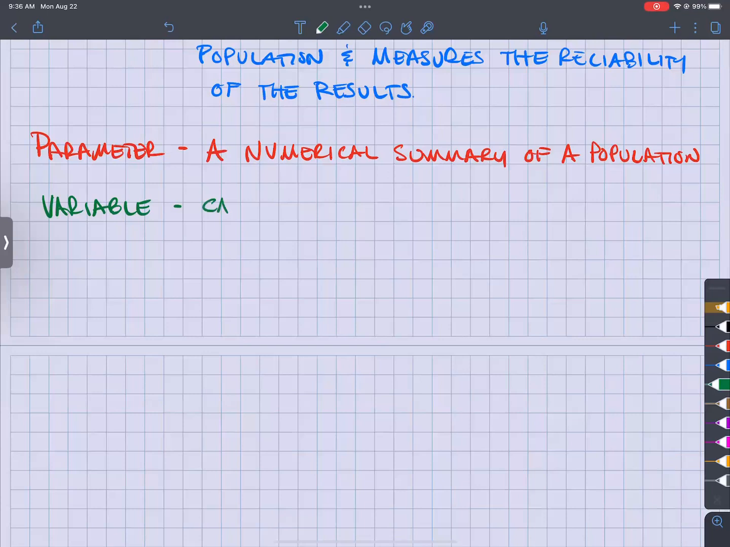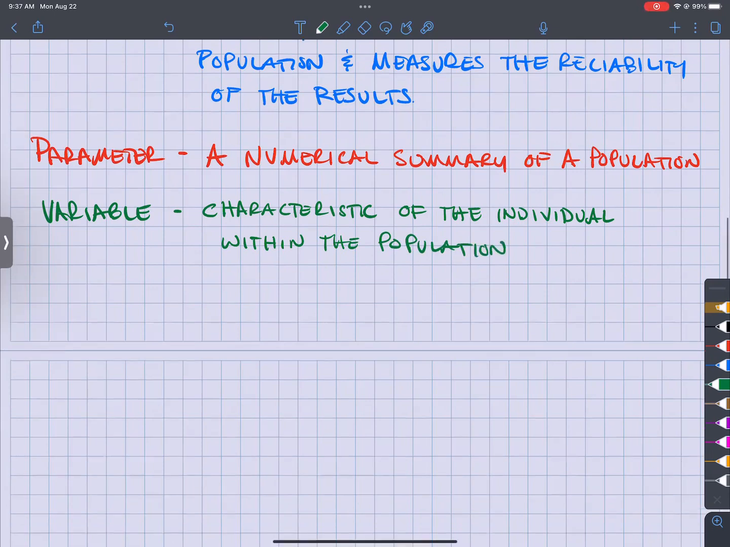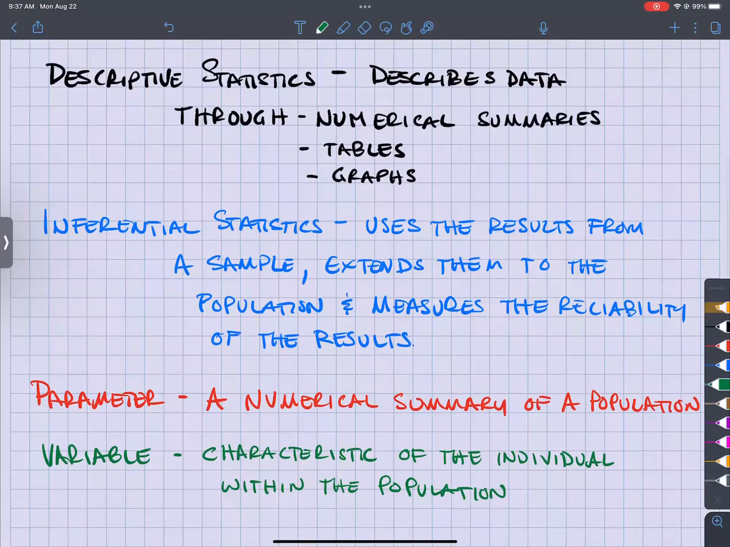Okay, a variable is a characteristic of the individual within the population. That ready for another? I think that's ready for another picture. Good. More screenshots.